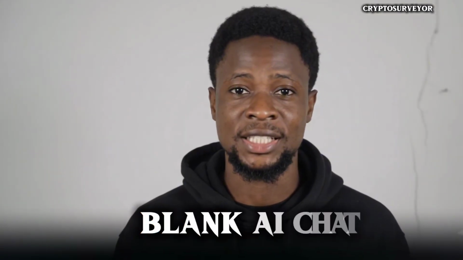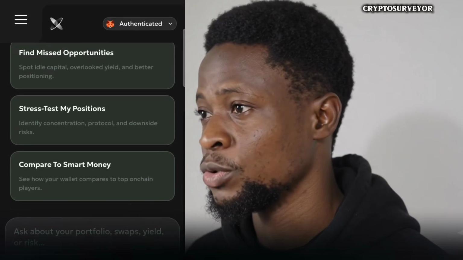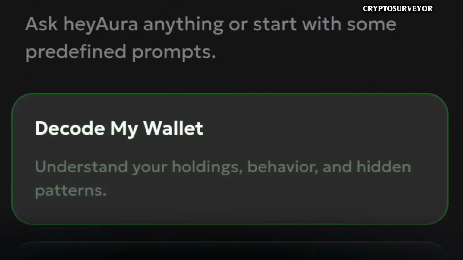Once I finally got inside, I expected a blank AI chat. Instead, I found guided workflows, and that immediately made the experience feel more approachable, because one of the biggest problems with AI isn't getting answers, it's knowing what to ask. So I decided to start with Decode My Wallet.